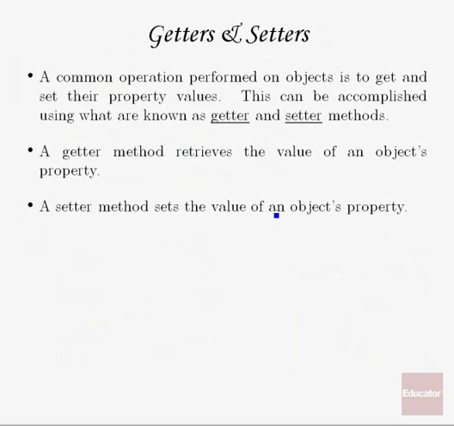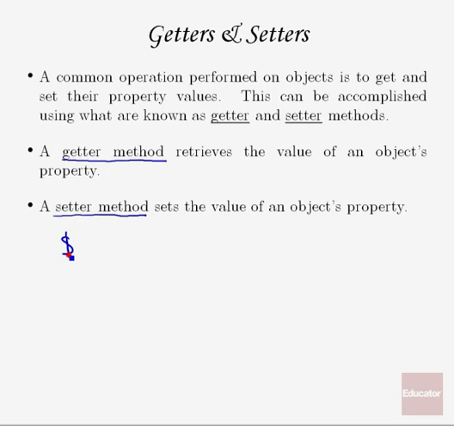So one common operation performed on objects is to get and set their property values. We just saw an example in our person object of something known as a getter. It returned the value of our first name property. It was called getFirstName. So getter methods retrieve the value of an object's property, and setter methods set the value of an object's property.